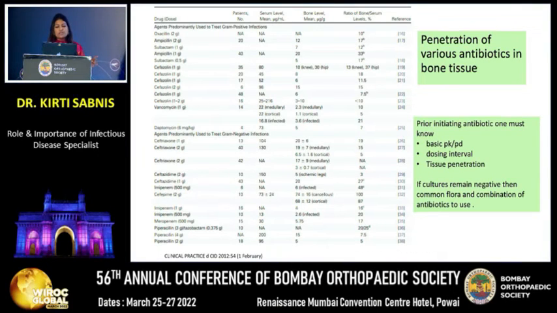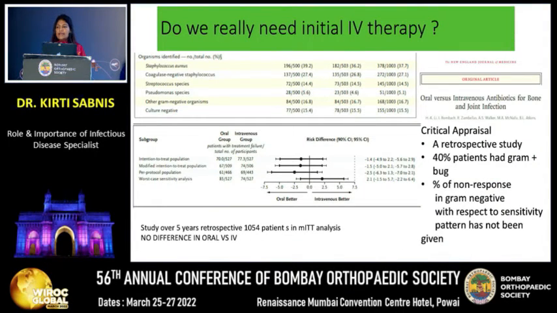So if you see, this is from a 2020 publication. In this list, if you see, it's an exhaustive list. You don't need to go through this. This is available freely on the net. That amikacin is nowhere mentioned. So before starting an antibiotic, we should have this discussion about basic PK/PD levels, what is the dosing interval, and a tissue penetration. So do we really need IV therapy?